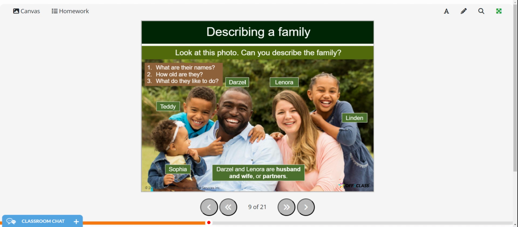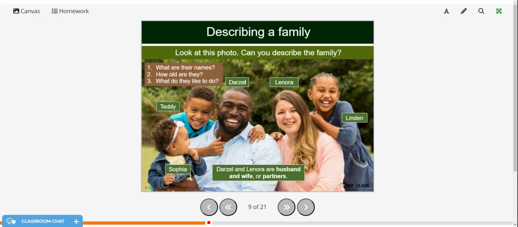How old are they? How old do you think they are? And this could be just a guess. We don't really know for sure how old they are. You might say, I think Denzel is about 38. Lenora is about 35. Lyndon maybe is 10 years old. Teddy is maybe 7 years old. And the baby maybe 1 year old.